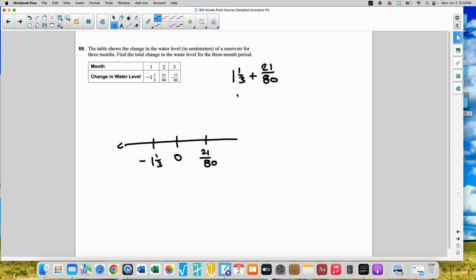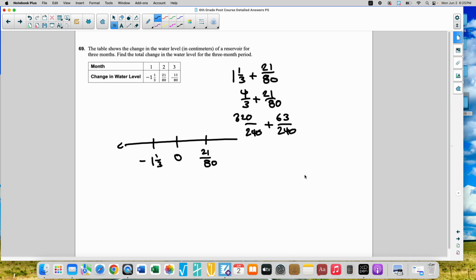You can't simplify that. That's going to be 4/3 plus 21/80. And now we have to find a common denominator, which is going to be 240 is an easy one. That's 80 times 3. So that's going to be 80 times 4, which is 320, and then 63.